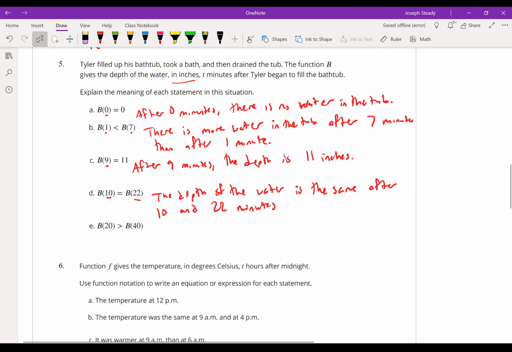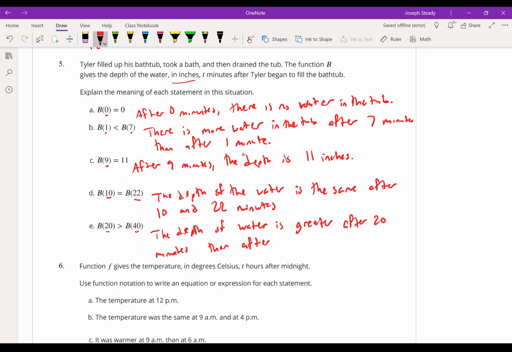Down here, moving on to E, there's a long one. B of 20 is greater than B of 40. So here, this is telling us, again, both times, that the depth of water is greater after 20 minutes than after 40 minutes. Or in other words, there's more water in the tub at 20 minutes than at 40 minutes.